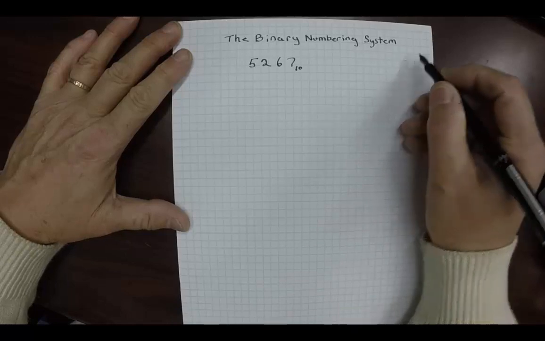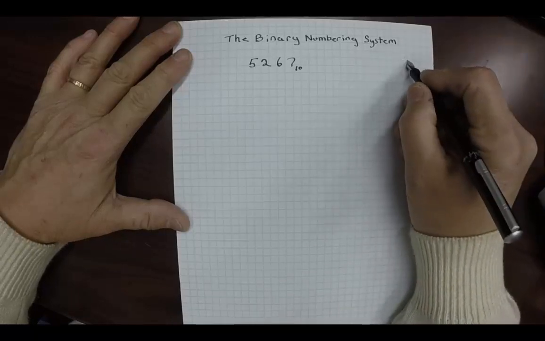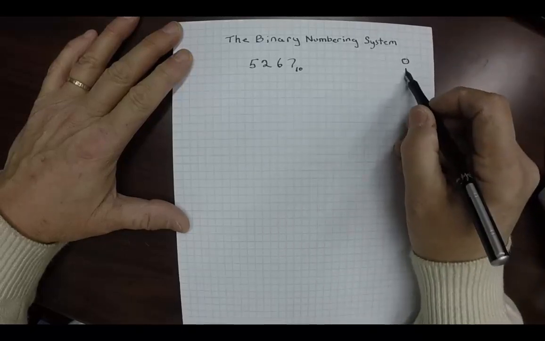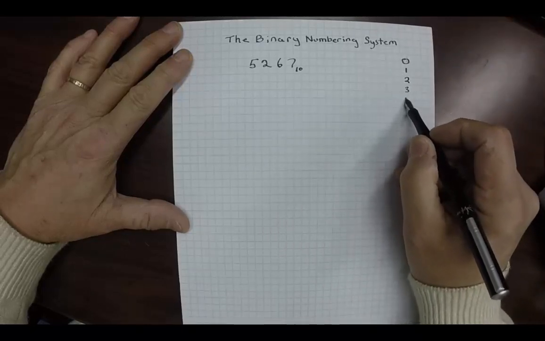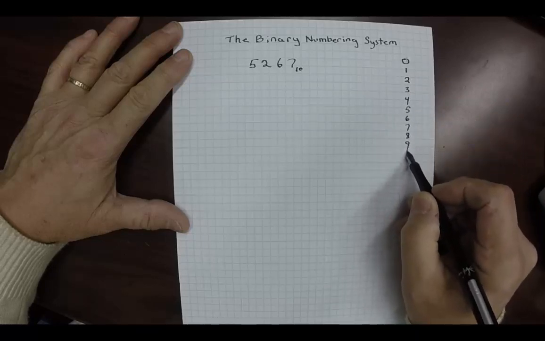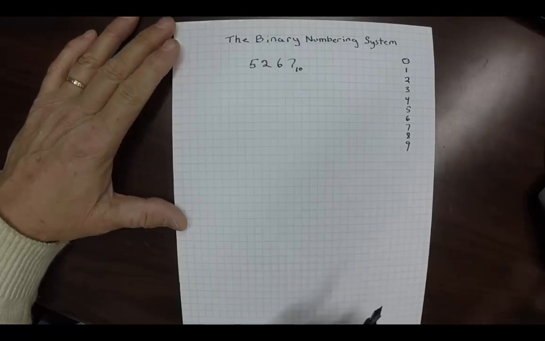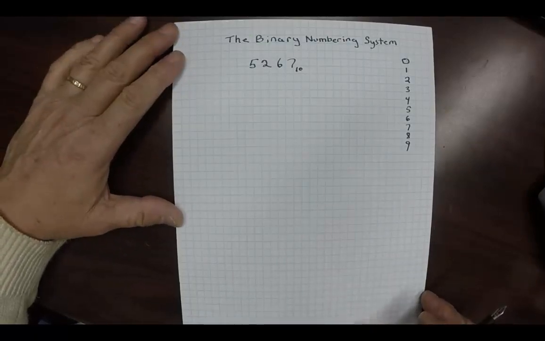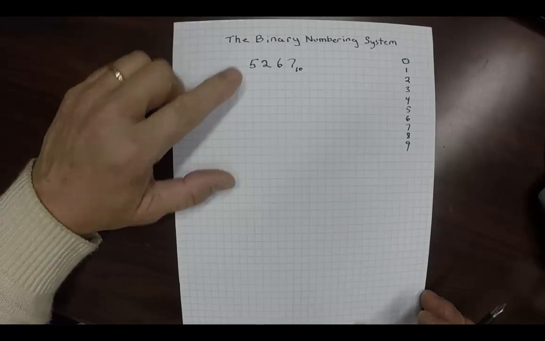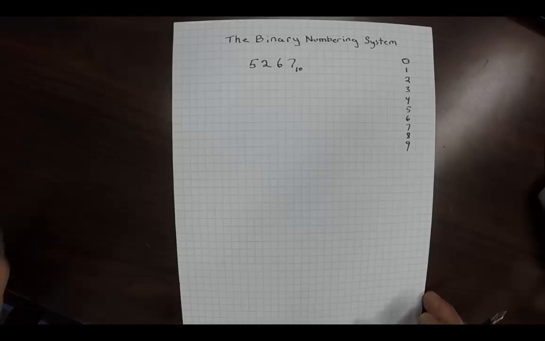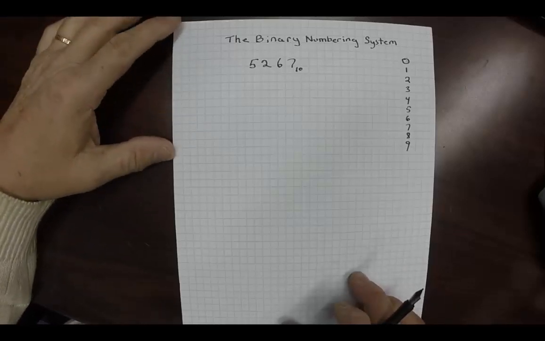0, 1, 2, 3, 4, 5, 6, 7, 8, and 9. Those are the 10 symbols that we have, and that's why we call it the base 10 numbering system. Alright, well, let's look at 5,267. We just take for granted that that's what it's worth. In reality, it's a little more complex than that. So let's look at what it really is.